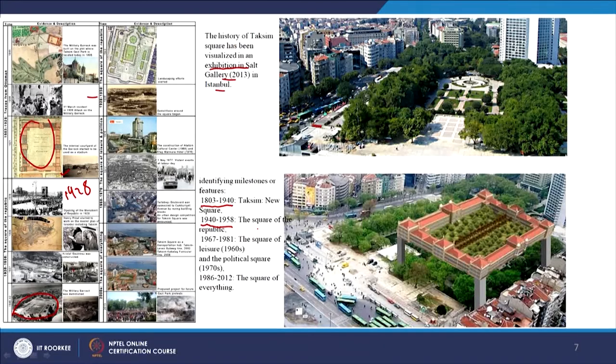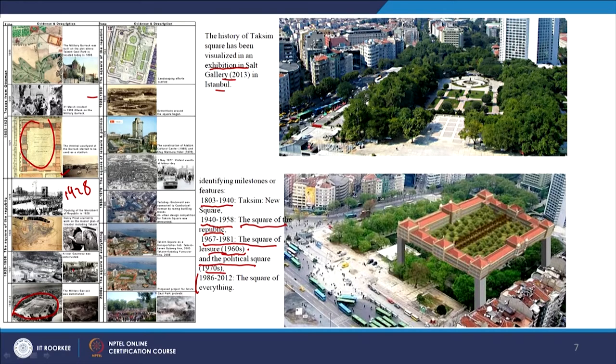Whereas in 1940, with Turkey's prominence as a Republic, it became the square of the Republic. And from 1967 to 1980, nearing the Labor Day massacres and all, it becomes a political square. Today, from 1986 to 2012, this is the square of everything. So if you look at the transformations, from the new square to the square of the Republic, to the square of leisure, the political square, and then the square of everything. What is happening in this Gezi Park is the present situation around 2012.